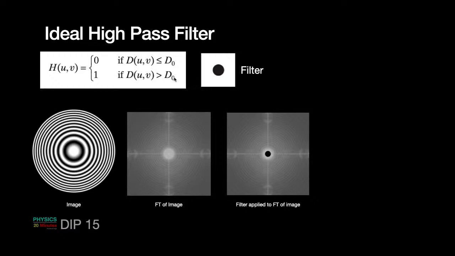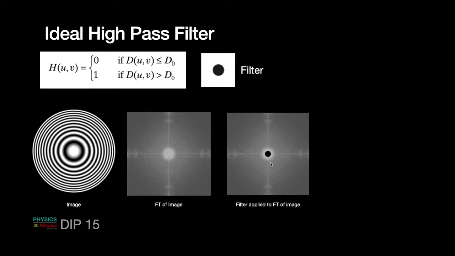What decides how big is this dark circle? That is decided by the D0. What is D0? Distance from the center. Who will set this? User will set this. User will decide how many frequencies I want to block in a high pass. So all lower frequencies are blocked, higher frequencies are retained, you can see.